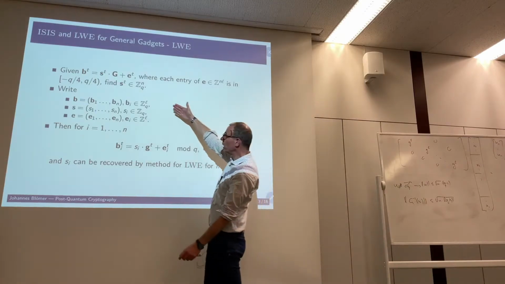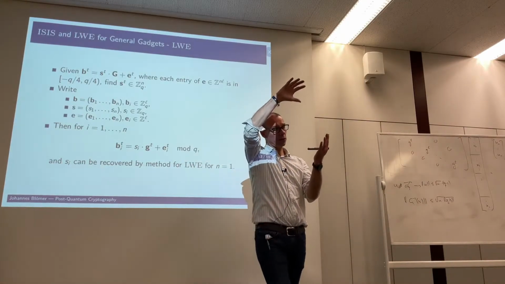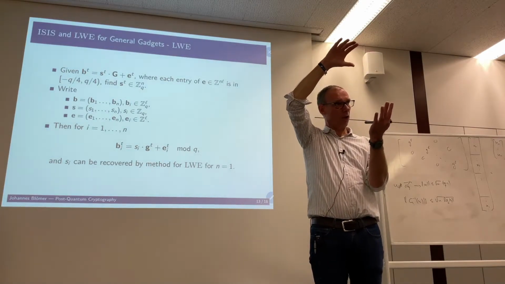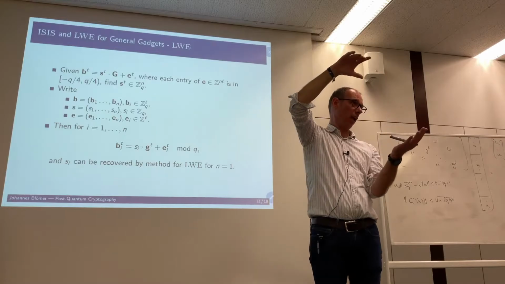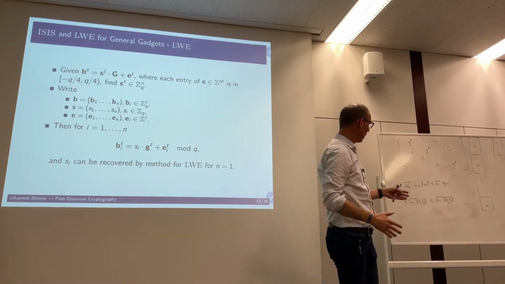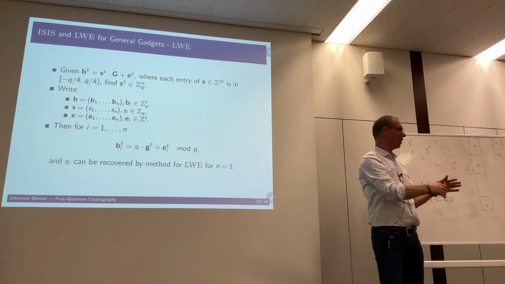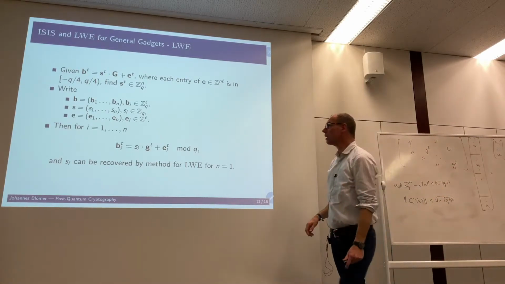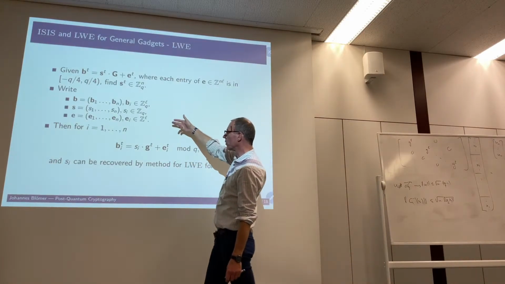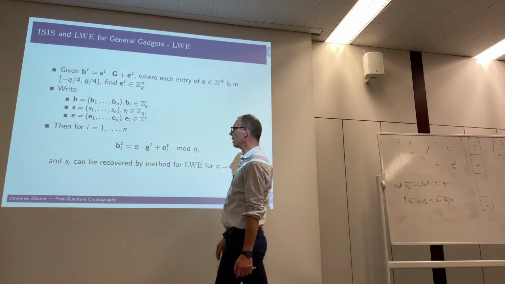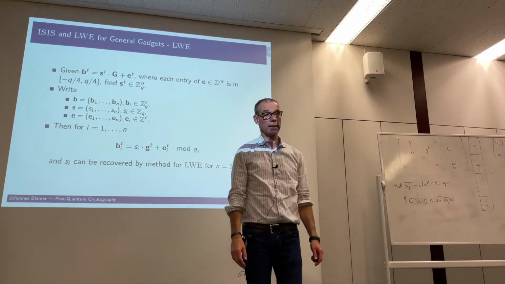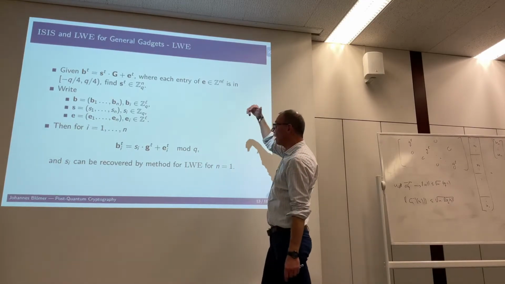So now what we do is we write B, which is a vector of dimension NL, as n blocks or n vectors, each of length L. Okay? Well, because our matrix here basically partitions everything into blocks of these things. And S is in ZQ to the n, so we write it as n elements in ZQ, and E we can partition in the same way as we partition the B.